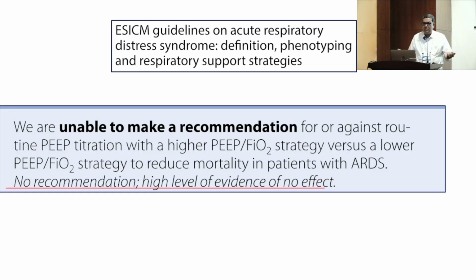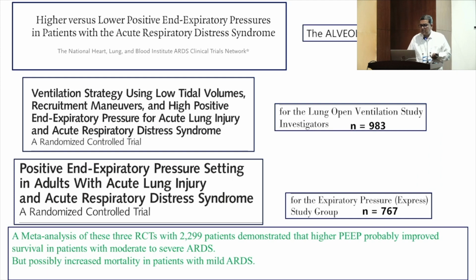So on the basis of these 3 studies, we have the recent ESICM guidelines. They clearly admitted that they can't make a recommendation. They just said that they gave up. They said you can use high PEEP, low PEEP, it doesn't matter, because on the basis of these 3 studies, they said no recommendation, high level of evidence of no effect. They have said the evidence says there is no effect of whether you use high PEEP or low PEEP. But then there was a meta-analysis of these patients, nearly 2,300 patients together, and they showed that in the group which has the most severe ARDS, not all ARDS, there was some indication that maybe high PEEP worked.